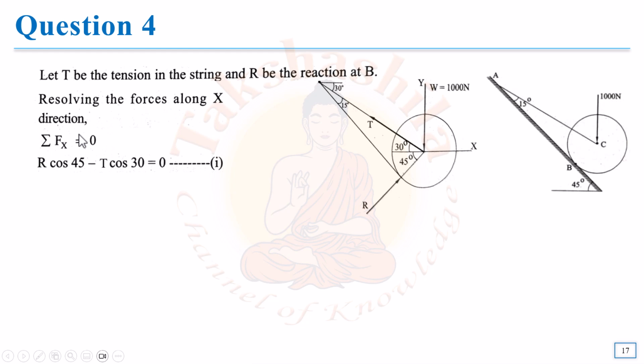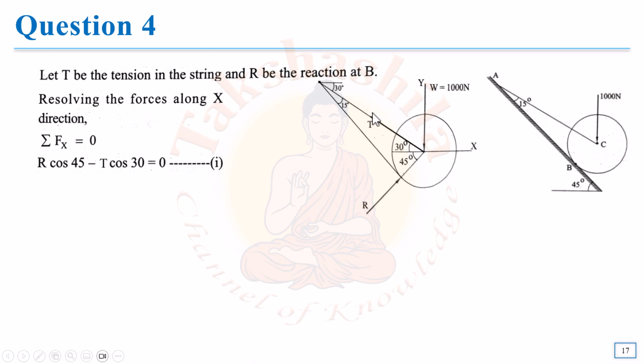So when you apply this condition, that is sigma Fx is equal to 0, what will happen? You can see this reaction is acting at an angle of 45 degrees. So it will have a horizontal component acting to the right, and the magnitude of that horizontal component will be R times cos 45. Since it is acting to the right, as per our sign convention, we take it as positive.